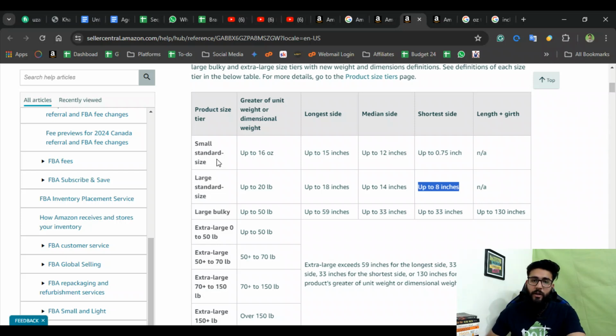Okay, let me look at the prices for each weight in these size tiers, because the dimensions will be the same within a tier, but our weight can be more or less. Let's say in the large standard size my weight is maybe 1 pound, or 2 pounds, or 10 pounds, then how much will my FBA fee be? So the case varies over here.